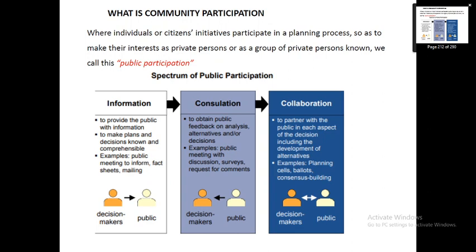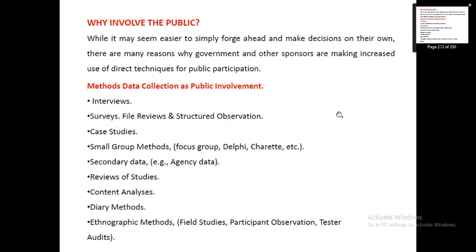So, this community participation, where the individuals or citizens' initiatives participate in the planning process so as to make their interests as private persons as a group, is known as public participation, where the information is shared by the decision makers to the public, and the decision makers take the consultation in the form of meetings, surveys, comments, opinions, judgments, etc. And then they collaborate with the public, in the form of ballot systems. They take the decisions from the public and work towards it.